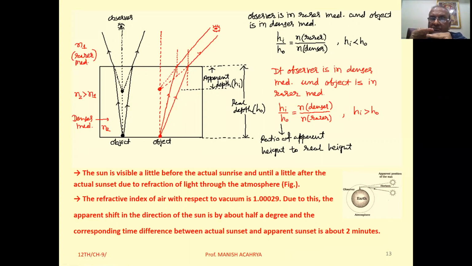Means when the object is in the denser medium and the observer is in the rarer medium, then the observer will observe the object uplifted. It implies that, see here, from this surface to this one, that is called the real depth of the object, and from this surface to this observed one, that is called the virtual or apparent depth of the object. Clear? એટલે હોય એના કરતા ઊંચો દેખાય ઓબ્જેક્ટ.